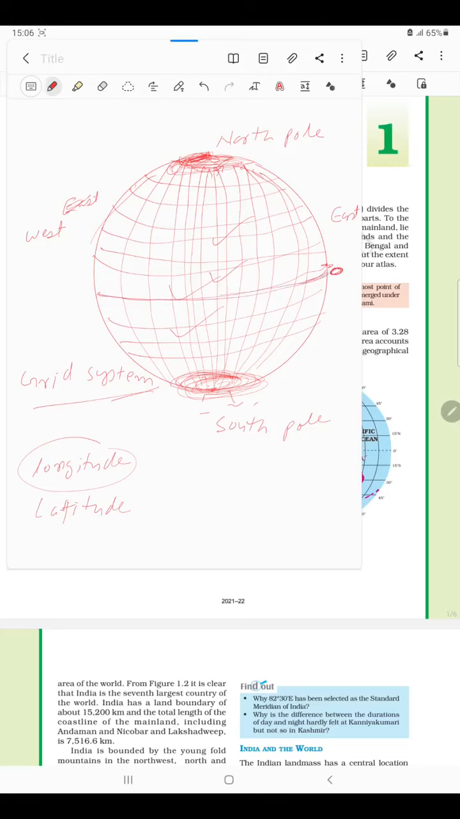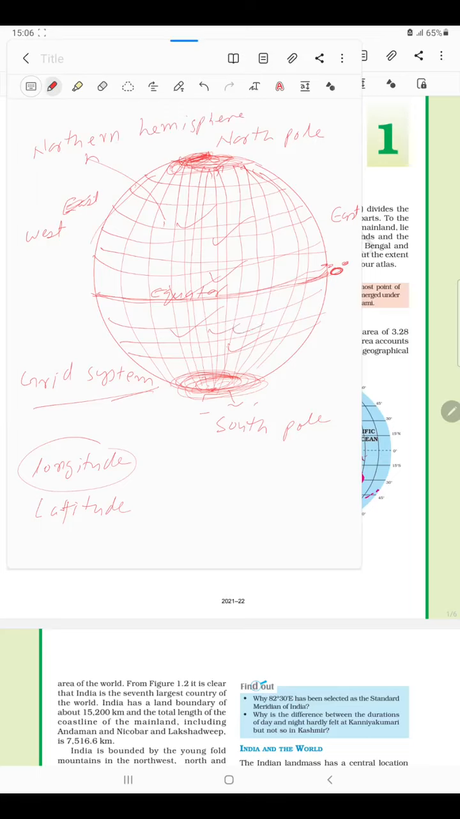0 degree latitude is termed as what? Equator. This is also termed as equator. 0 degree latitude, also called equator, divides the whole globe into two parts. One is the northern hemisphere, this part. This part is termed as northern hemisphere.